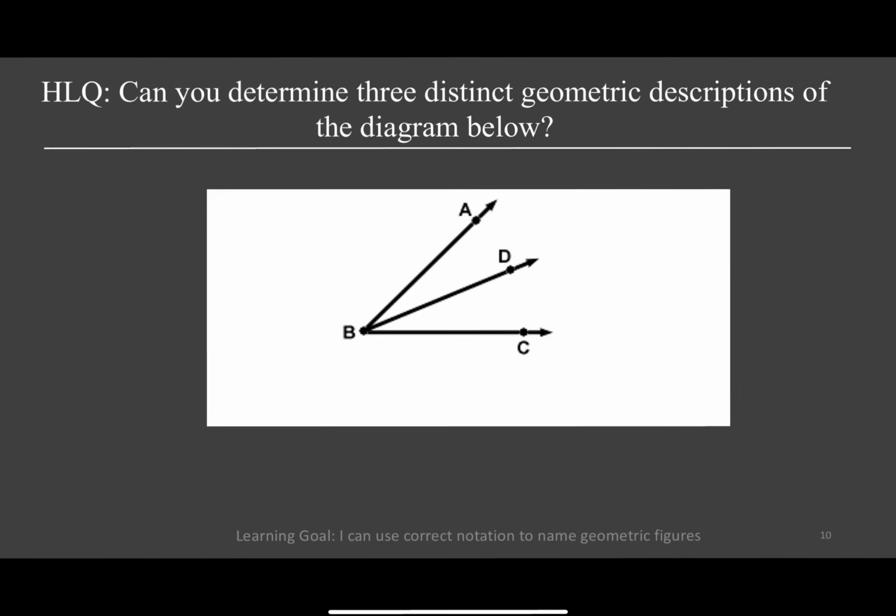And so the high-level questioning for this section is, can you determine 3 distinct geometric descriptions for the diagram below? So for example, if you were describing this figure to a friend, what are 3 different ways using the notation that we just saw in which you could describe what this figure looks like?